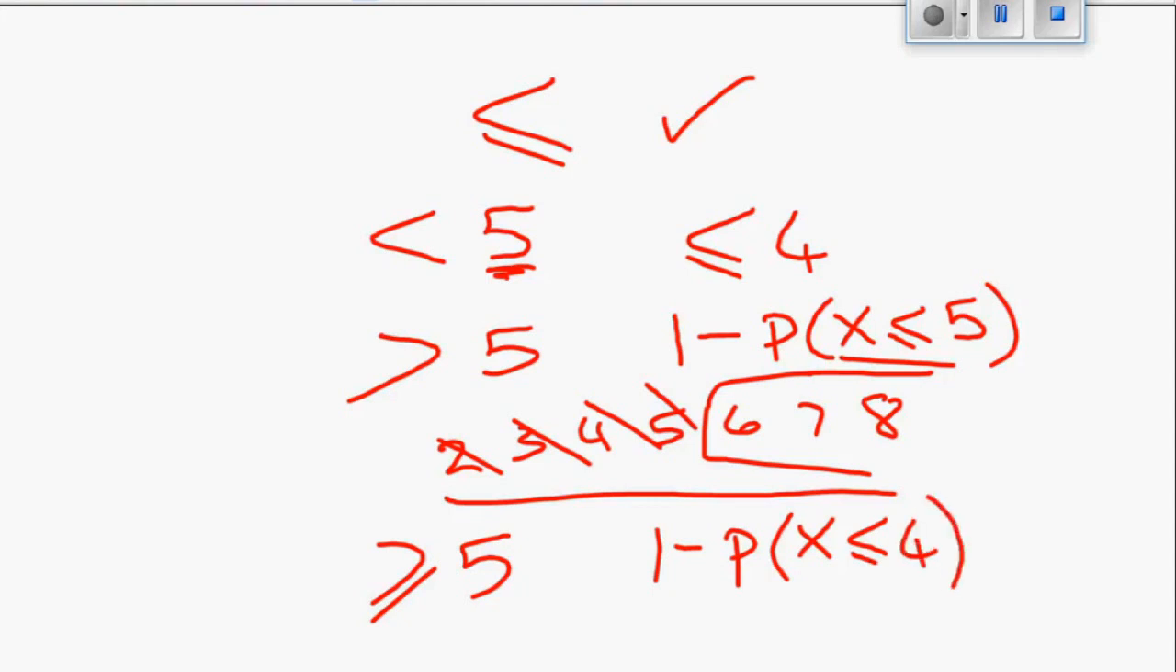Now, I would often draw out a number line to help me with this. So if I had a question which was find the probability that x is greater than or equal to 5, I may well just do a few numbers around 5, so 5, 4, 6, a couple of numbers around 5. I want greater than or equal to 5, so I want this, and then I can see very quickly I need to take away less than or equal to 4. Let's have a look at how this applies to an exam question.